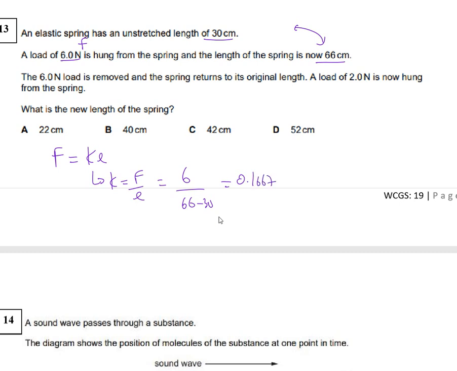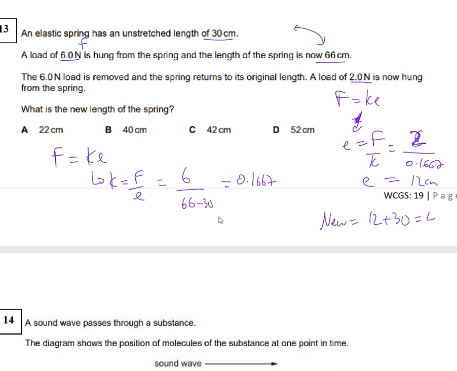Now I need to have another one again. So I got F is equal to KE. I'm looking for the new length. So the extension would be E is equal to F over K. F is 6. No, F is 2 this time. Yeah, F is 2. K is 0.167. Okay, this will be 12. Okay, E is 12 centimeters. This is the extension. Now we need to find the new length. The new length is equal to 12 plus 30 equal to 42. So the answer is C. Okay, we're looking for the new length.